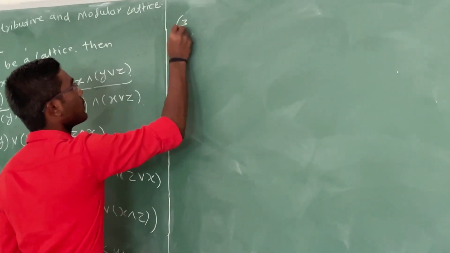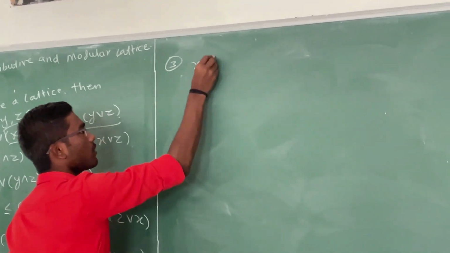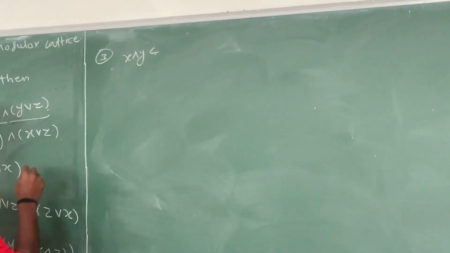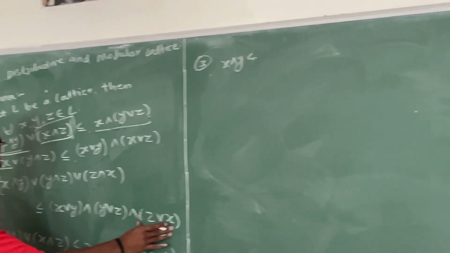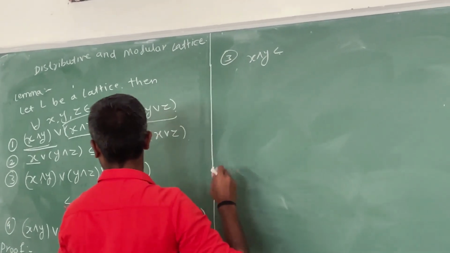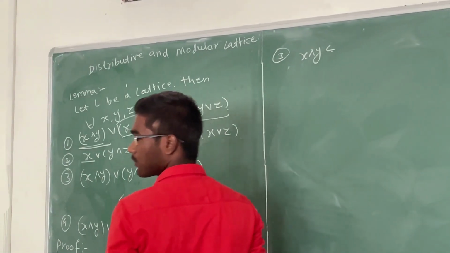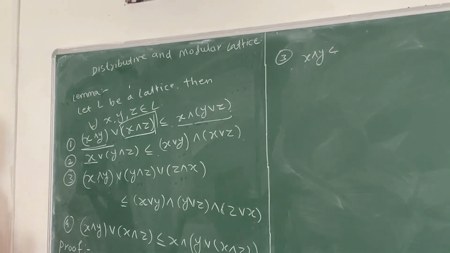For the proof of the third one, firstly we take x meet y, which is less than or equal to... We have to show this element is less than all the three elements. We can easily prove it one by one. It is very clear because x meet y is less than or equal to x as well as less than or equal to y.